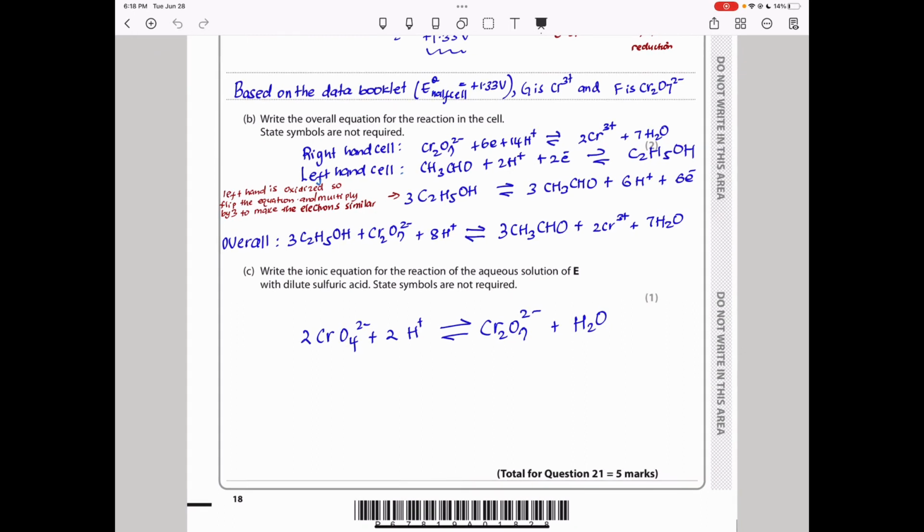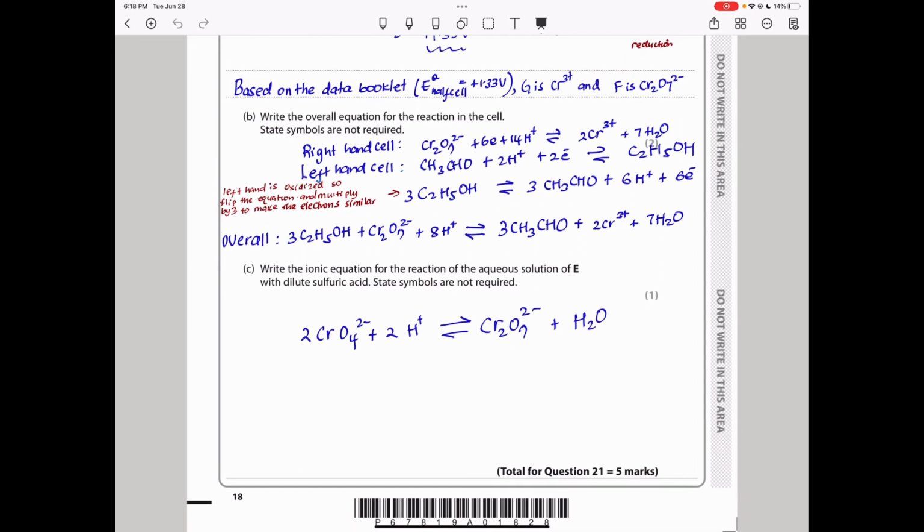Now, part C says, write the ionic equation for the reaction of the aqueous solution of E with dilute sulfuric acid. State symbols are not required. This is kind of easy. So here we see 2 moles of chromate 6 react with 2 H pluses. This is the sulfuric acid producing dichromate 6, 1 mole, as well as water.